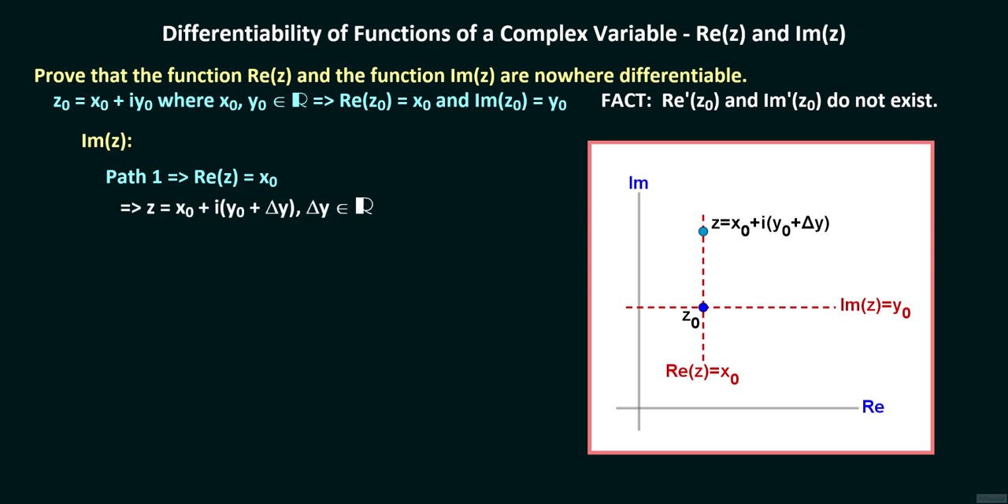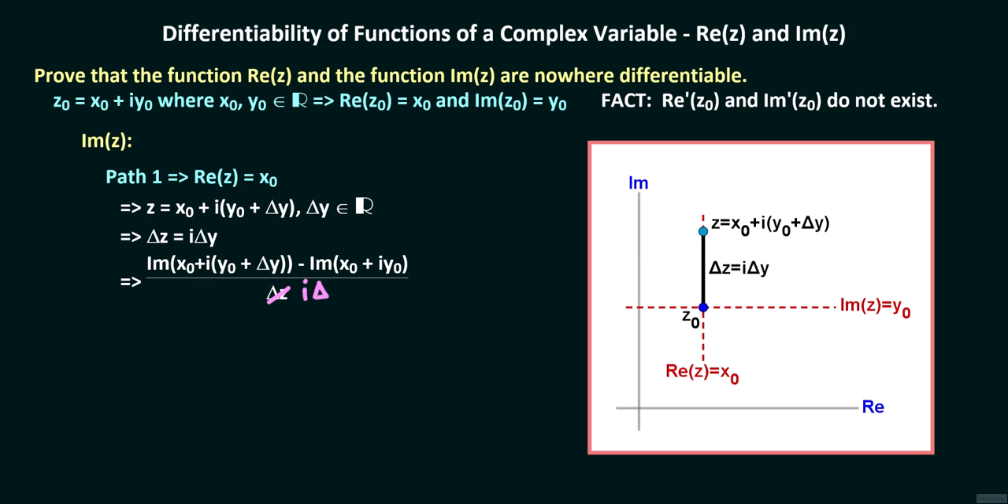It might be tempting to say that delta z equals delta y, but delta z isn't delta y exactly, because subtracting z sub 0, or x sub 0 plus I times y sub 0, from z, x sub 0 and I times y sub 0 cancel out, but not I times delta y, so that delta z is actually I times delta y. The difference quotient equals the imaginary part of x sub 0 plus I times the quantity y sub 0 plus delta y, minus the imaginary part of x sub 0 plus I times y sub 0, all over delta z. Delta z is I times delta y.